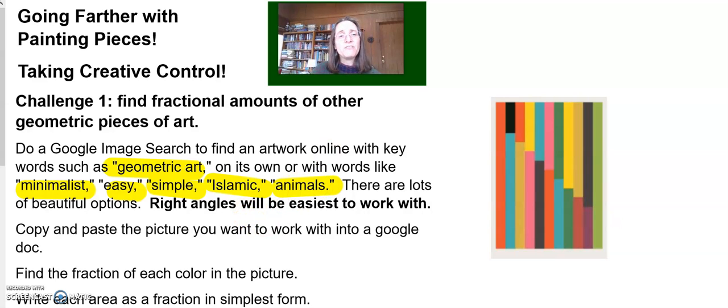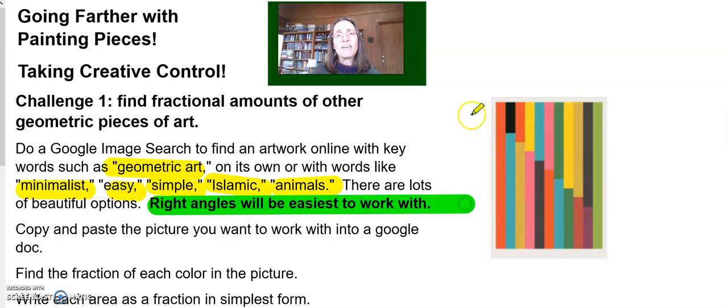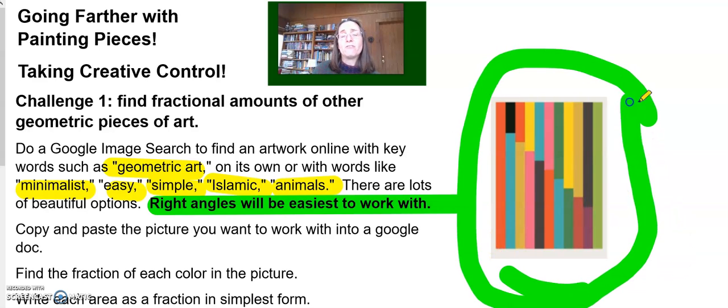Now do know that choosing right angles will be the easiest, because when you get into all kinds of crazy angles, then it's harder to tell fractional amounts. But you're the boss. Do you. And you can tell me if you're just estimating. If you want to estimate, just get that word in there or use the word about. So I chose this piece right here because it has right angles only. And then if I were going to do this, I would figure out what a common denominator should be. What do I need to break this up into? And I would write each area of color as a fraction in simplest form. So then you're practicing your equivalent fractions, you're practicing your simplifying, and you get to play with amazing geometric art.